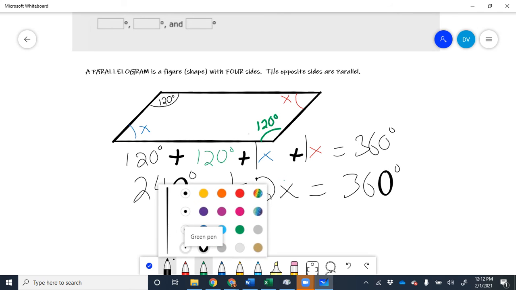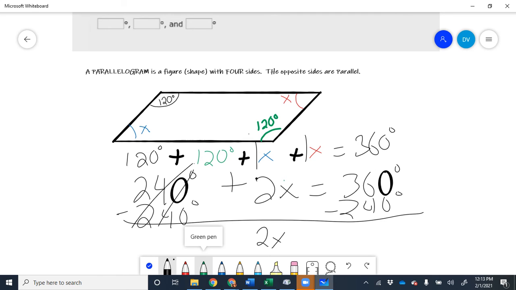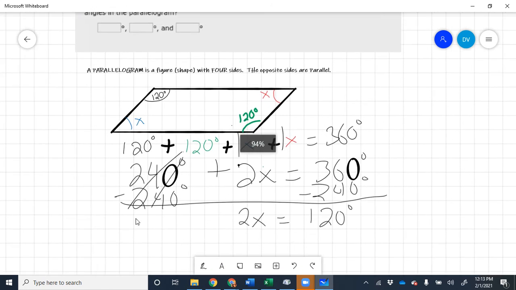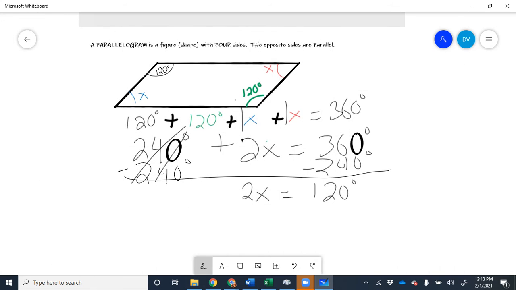I bet you could tell me what we have to subtract from both sides. You're right. We're going to subtract 240 from both sides. What do you get when you subtract 360 minus 240? Yep, so 2x equals 120 degrees. And I'll bet you can tell me what we have to divide both sides by. By 2. We want to get the x by itself.